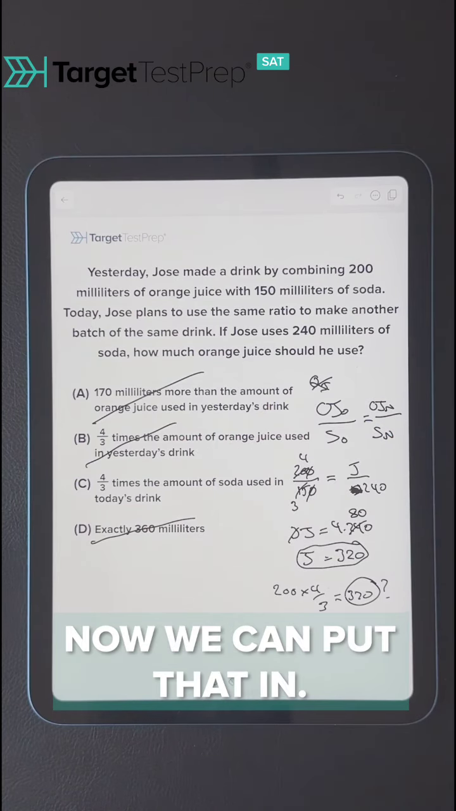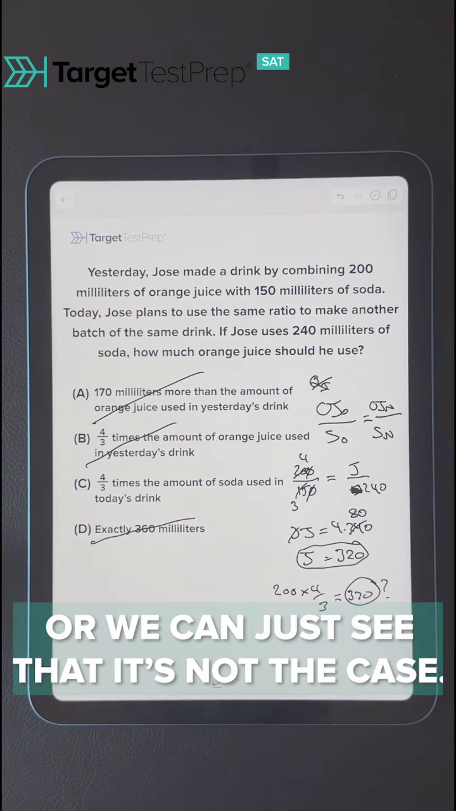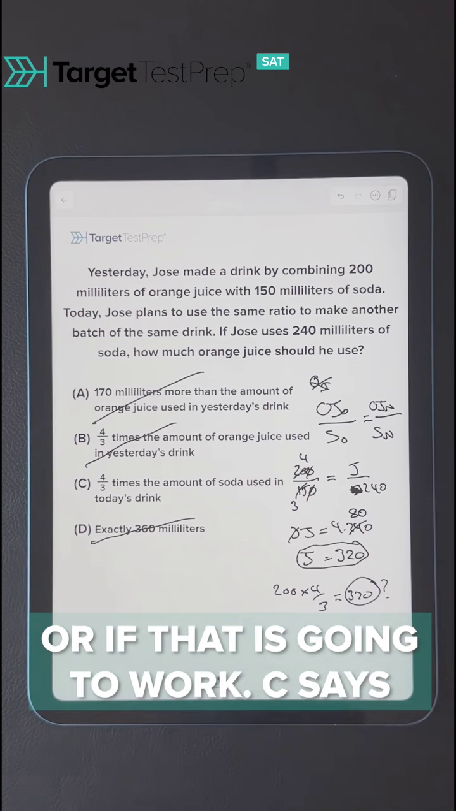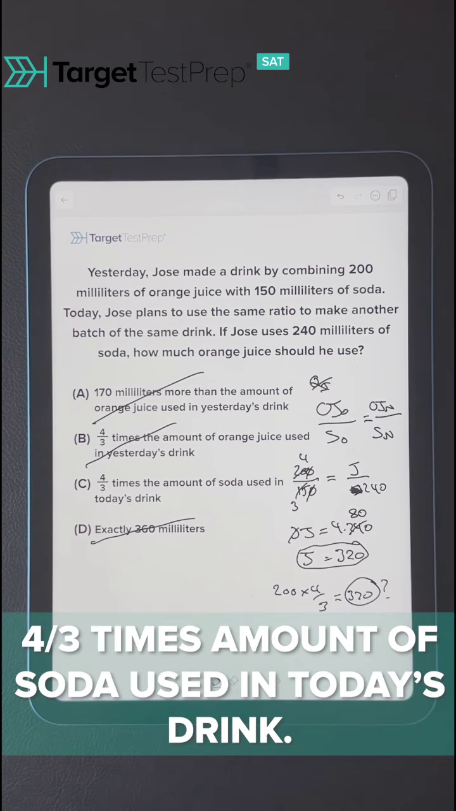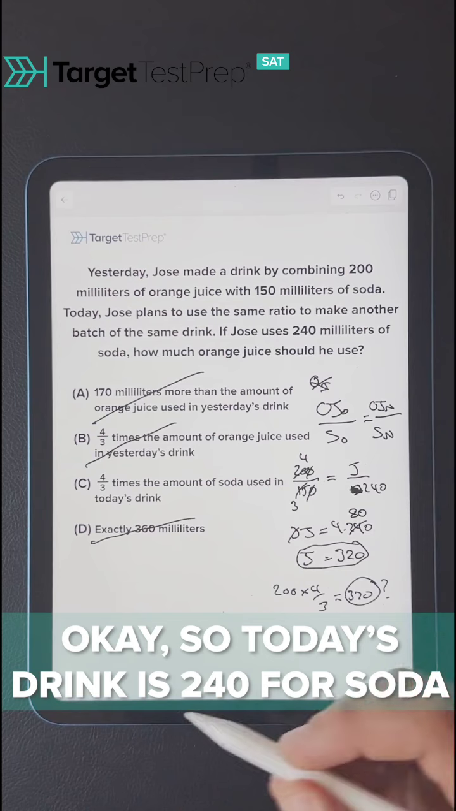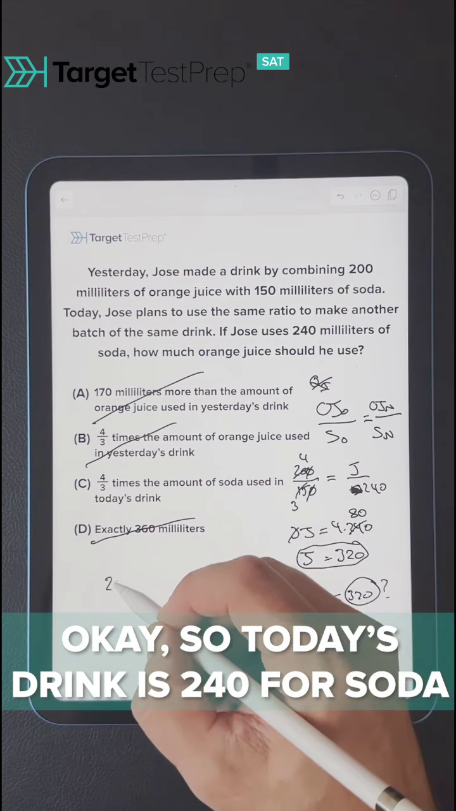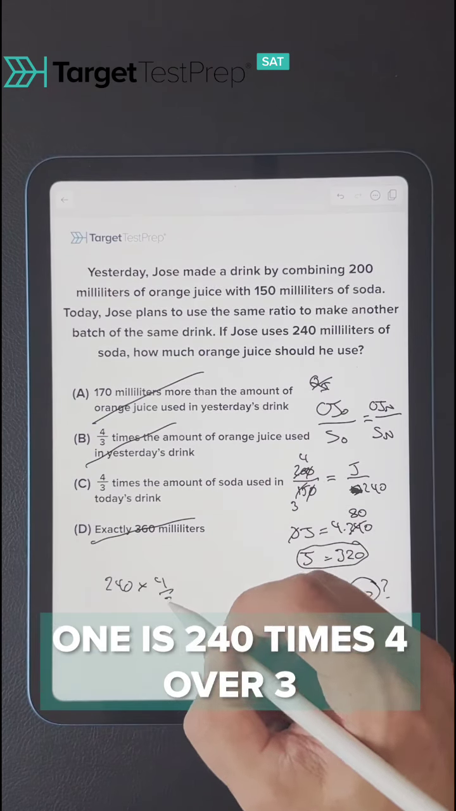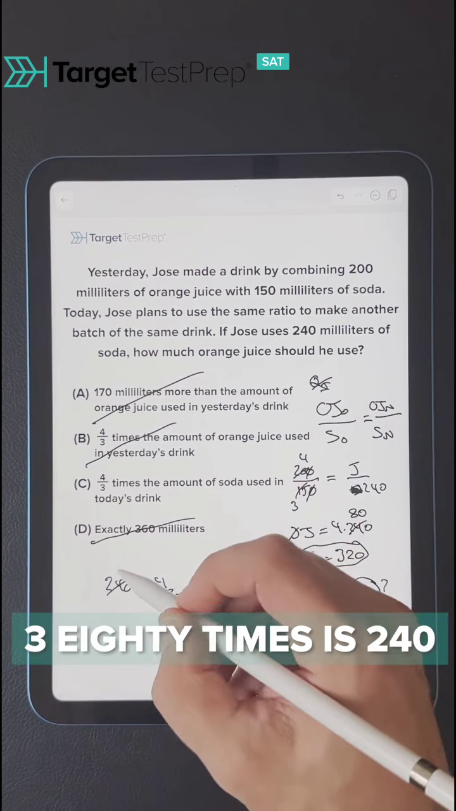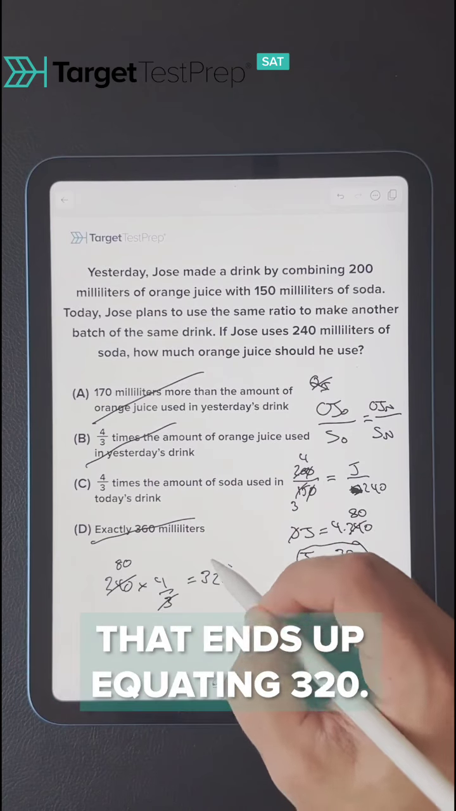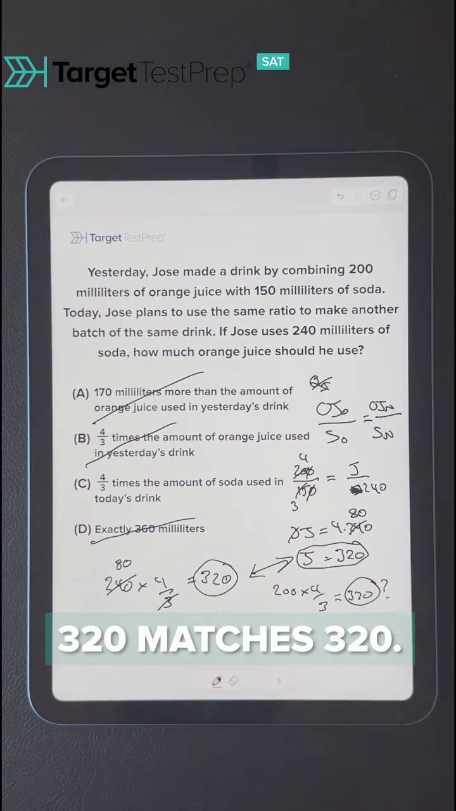Now, we can put that in, or we can just see that it's going to work. C says 4 over 3 times the amount of soda he used in today's drink. So today's drink is 240 for the soda. What is 240 times 4 over 3? Well, we see very quickly, 3 goes into 240 80 times. That ends up equaling 320. 320 matches 320. So C is correct.